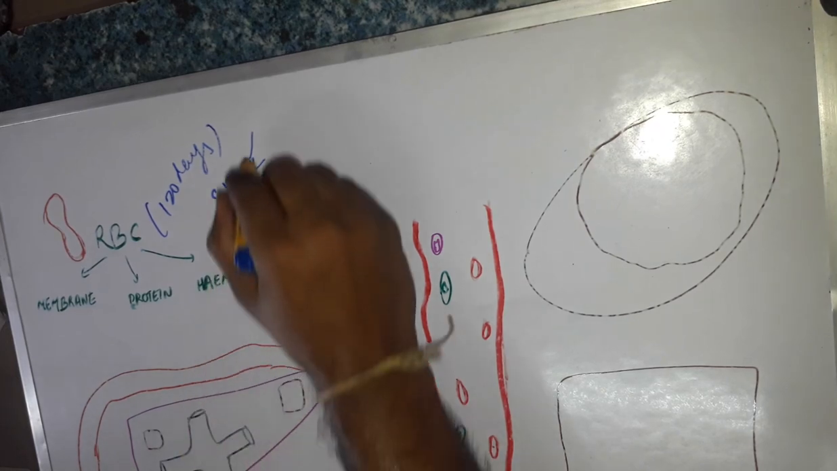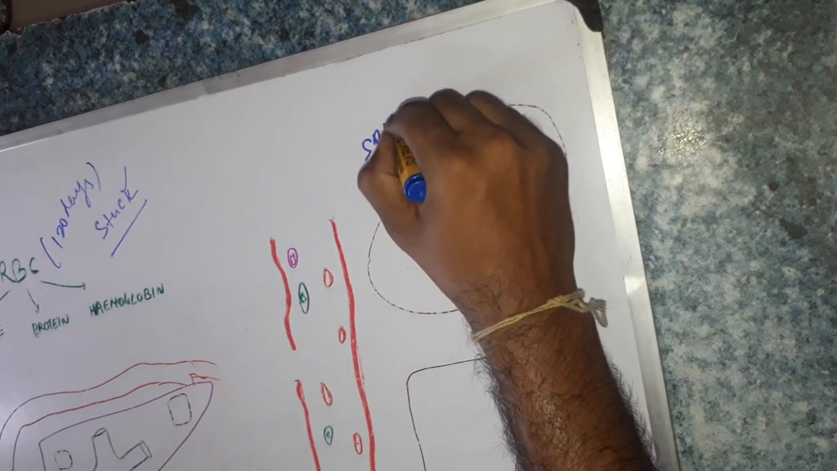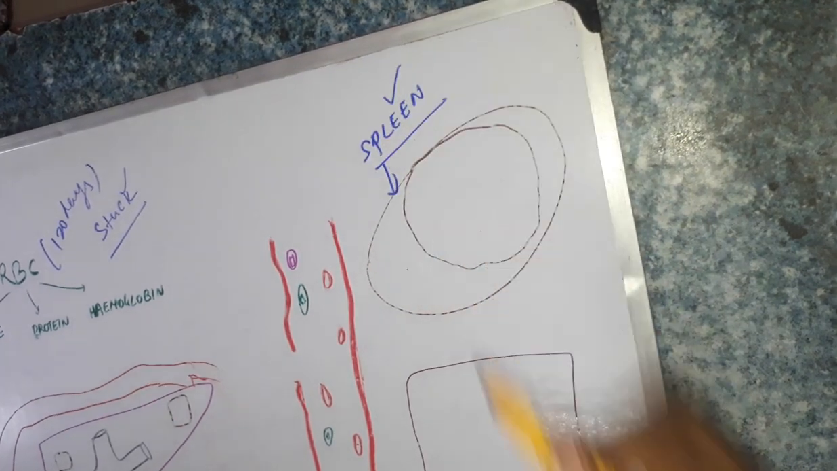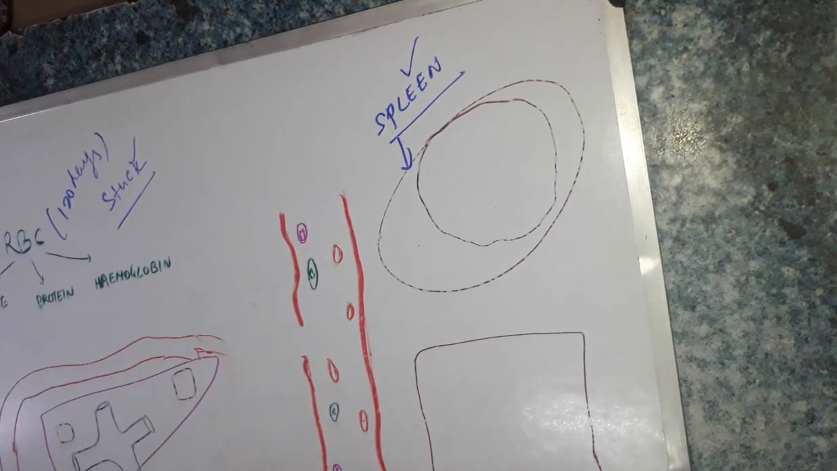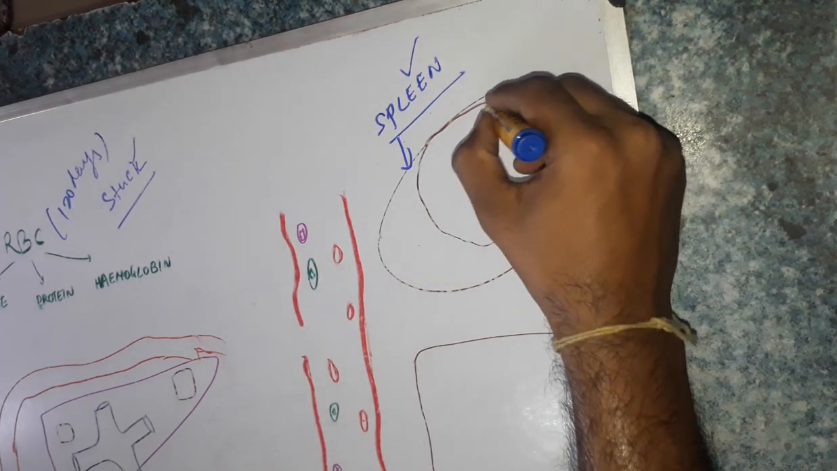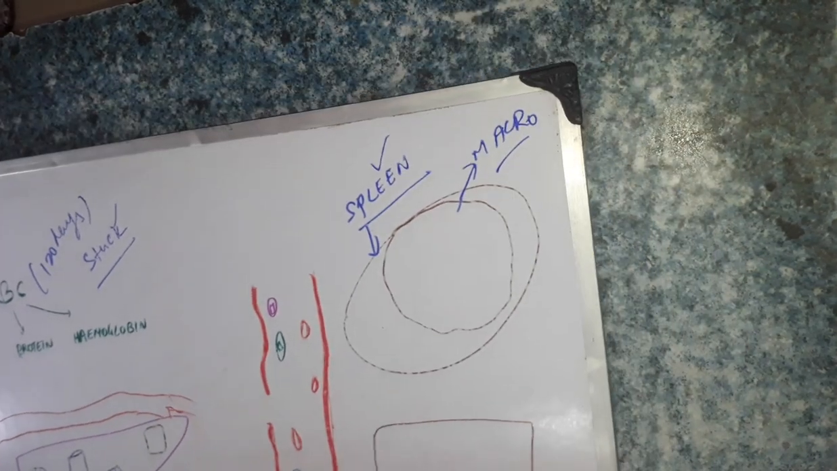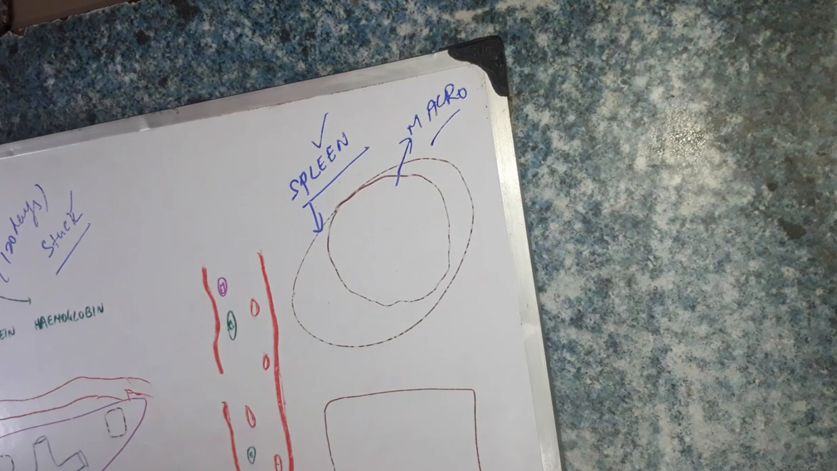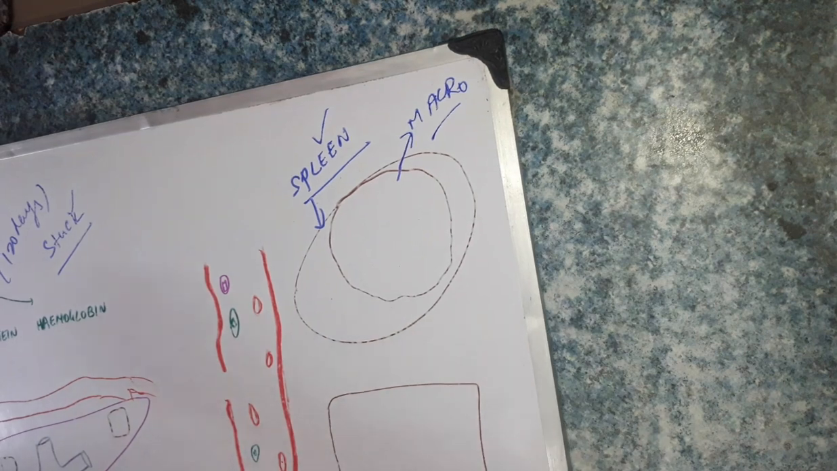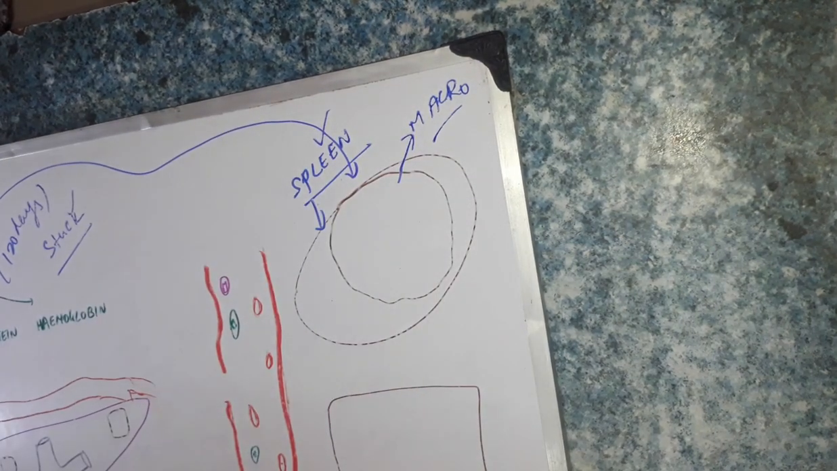Where is it going to get stuck most often? Take for example, this is your spleen. Your RBCs are going to get destroyed in your spleen. In the spleen, you have something called splenic macrophages, your defense cells. This macrophage is going to destroy my RBC, which is nothing but eliminating my RBC. So once my RBC reaches its lifespan, it comes down to the splenic macrophages.